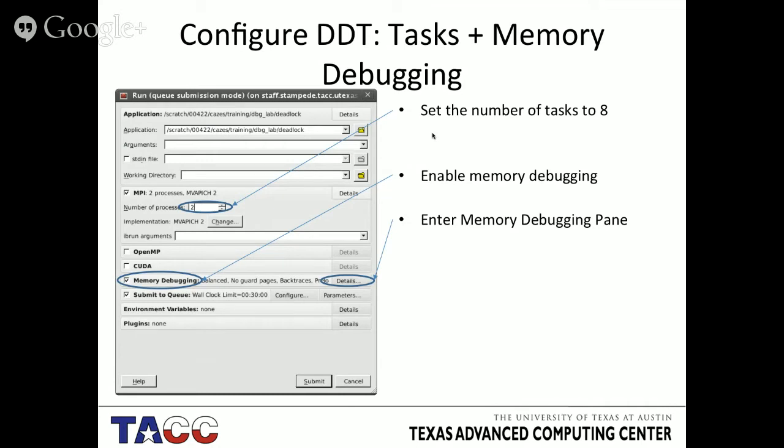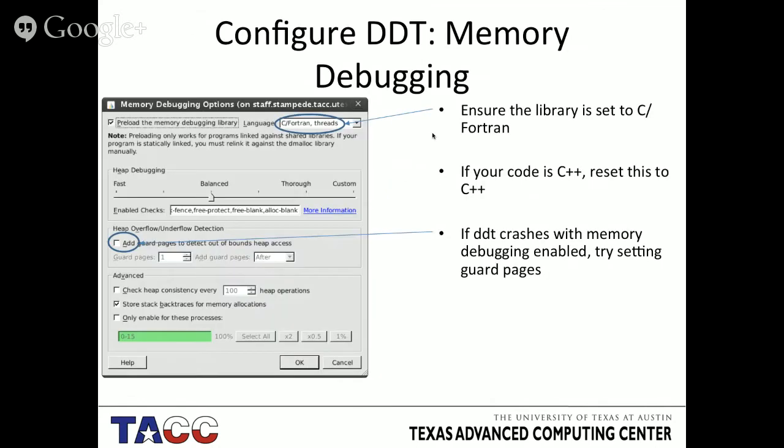Turn on memory debugging. Memory's not really an issue with this simple example, but what I want you to take from this memory debugging pane is that, by default, we set the memory debugging library to be C/Fortran with threads. In general, I found that works for threaded and non-threaded. But if you're using C++, there's a drop-down menu, and you should choose C++ with threads. Because if you use this library, sometimes it will cause errors, or cause DDT to crash, because it's not expecting however C++ allocates memory.